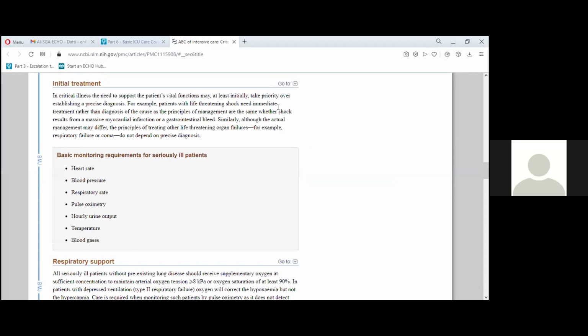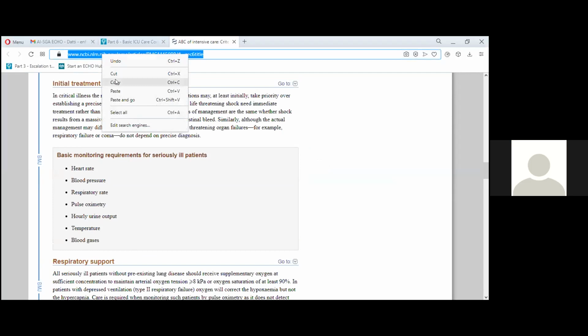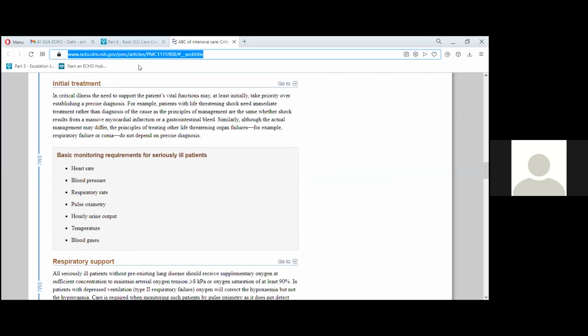It's talking about basic monitoring for seriously ill patients. And we see here the heart rate, the blood pressure, the respiratory rate, pulse oximetry, and other things like hourly urine, temperature, blood gases. So these are some of the commonly monitored parameters you'll find in the ICUs, which are some of the things we saw in the options earlier on.